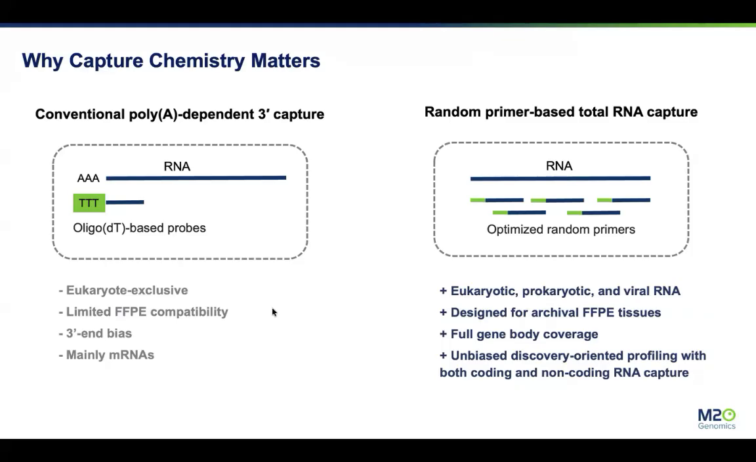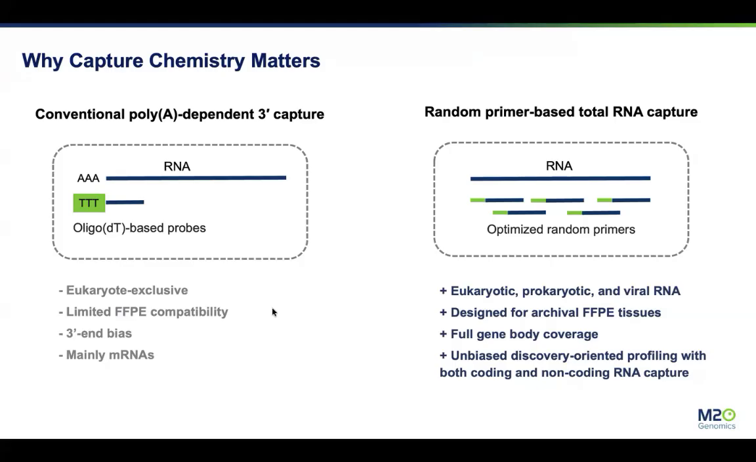So instead of relying on intact poly-A tails, we use optimized random primers for total RNA capture. This means that we can capture RNA fragments across the transcript rather than focusing on only one end. And this provides more complete gene-body coverage and enables detection of coding RNAs and non-coding RNAs within the same experiment.